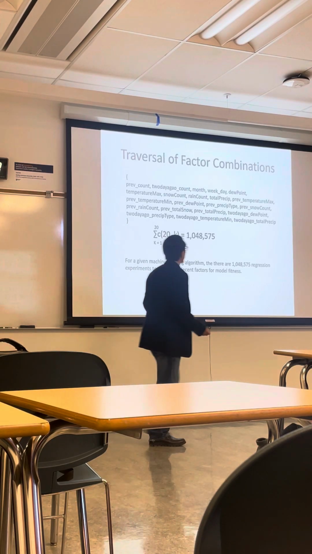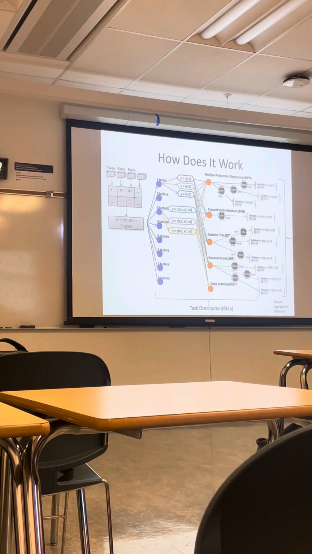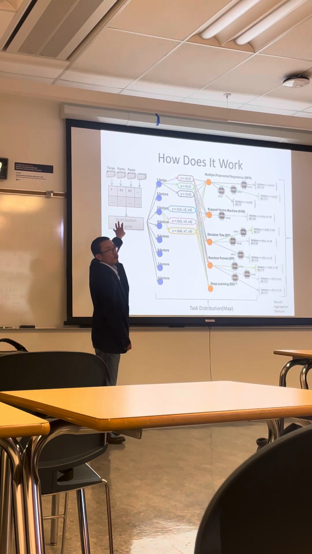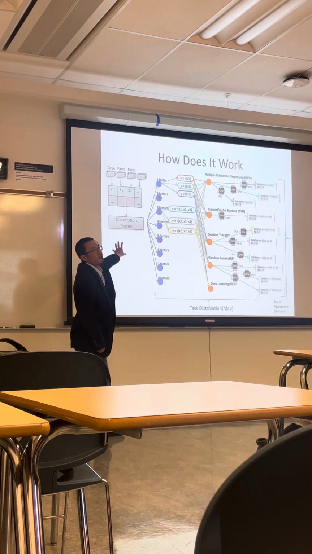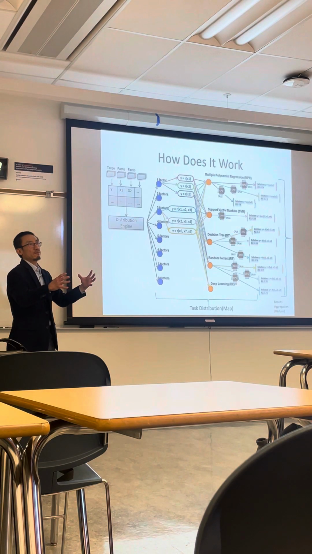So let's do that. I want to try multiple regression in this way. So this is how my regression platform works. I have a distribution engine in the beginning, and that is going to try 1 million solutions. By 1 million solutions, I mean every solution is a set of factors, right? 2 factors, 3 factors, but it's going to shuffle around.